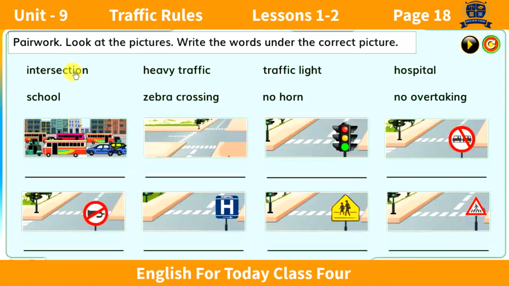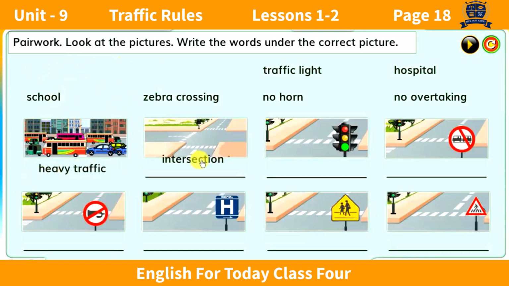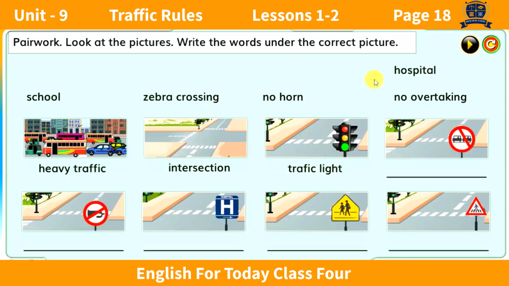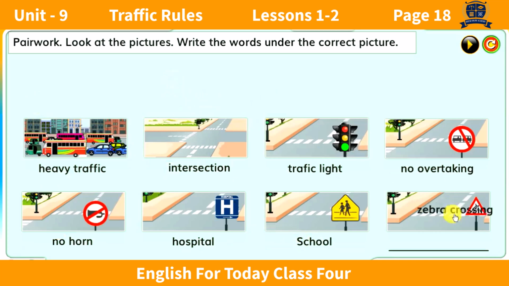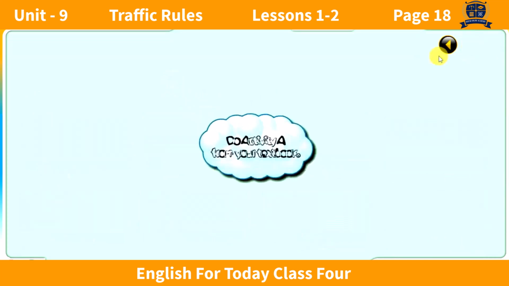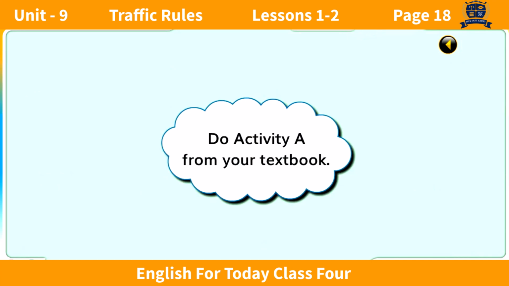Look at the picture. Write the words under the correct picture. Do activity A from your textbook. Pair word. Look at the picture. Write the words under the correct picture.